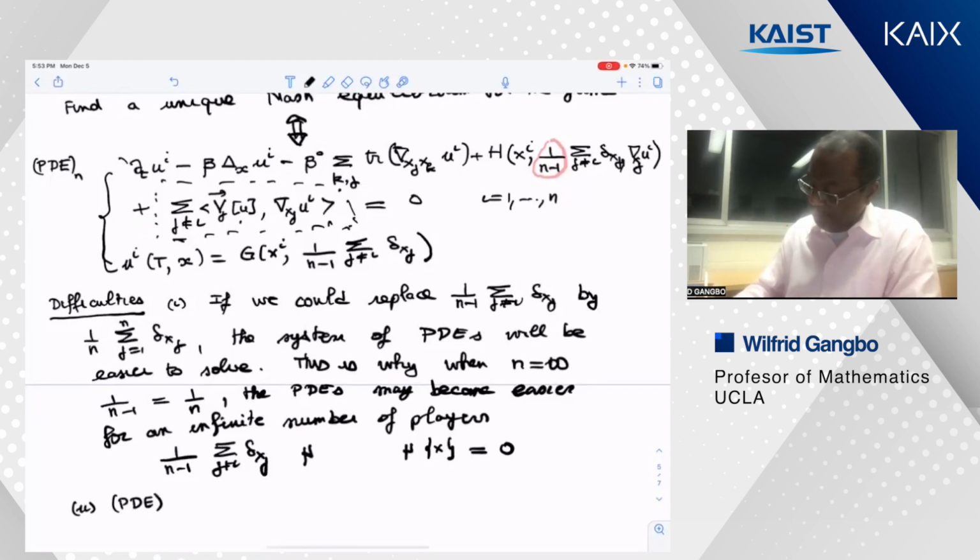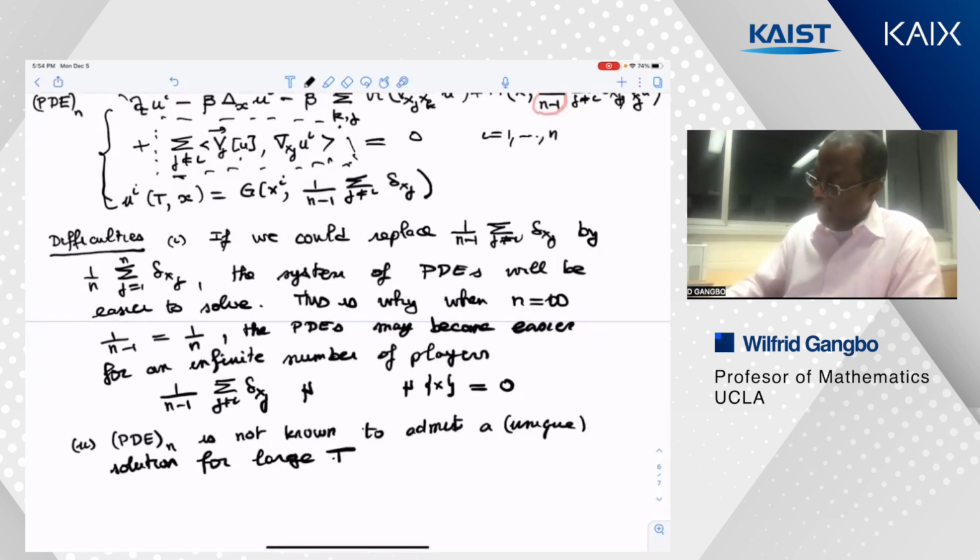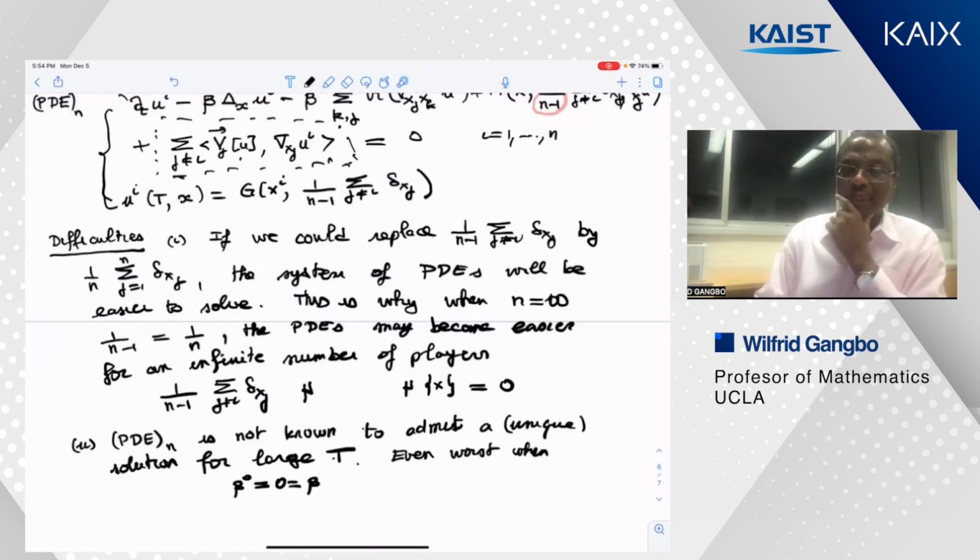The PDE is not known to admit a unique solution for a large time. The situation becomes even worse when both beta naught and beta are 0.